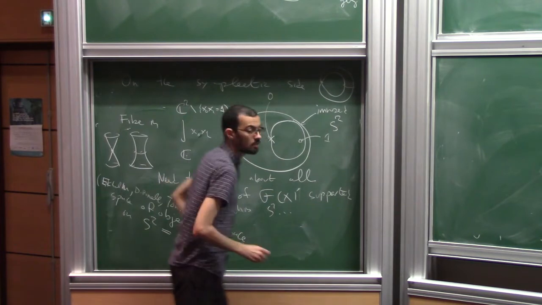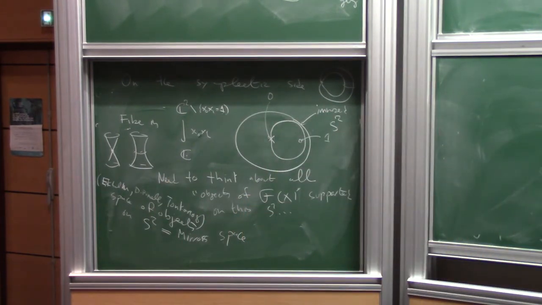Good. So objects on S^2 means like a local system choice? A little bit more.